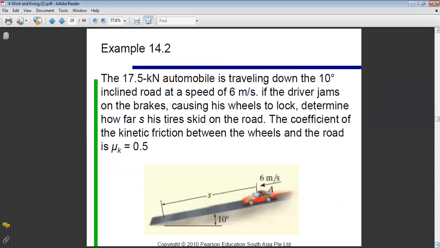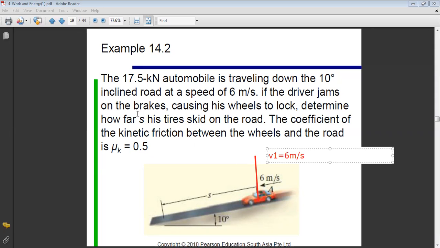Let us do a numerical example. The 17.5 kilonewton car is traveling down the 10 degrees inclined road at a speed of 6 meters per second. If the driver jams on the brakes, causing his wheels to lock, determine how far his tires skid on the road. The coefficient of kinetic friction between the wheels and the road is 0.5. So always, when you have initial and final state, try to think about work and energy. Here, this is the initial position. What do we know about the initial position? V is 6, so V1 is equal to 6 meters per second.